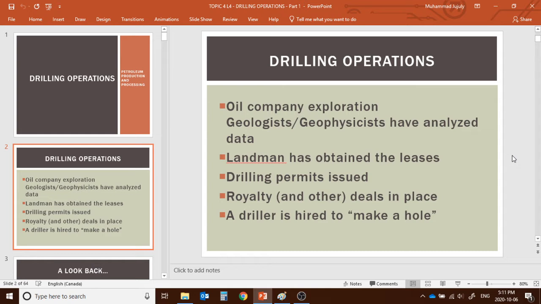Once the provincial government issues the drilling permits, the operators start making hole. Before that, the royalty and everything gets settled, and the drillers are hired to make the hole. First we drill a small hole, which we call the rat hole, and then a bigger one, the mouse hole. Then we continue the drilling and put in the casings, and then we drill more and more. That's the overall process until we reach the reservoir and start extracting and producing the oil and gas.